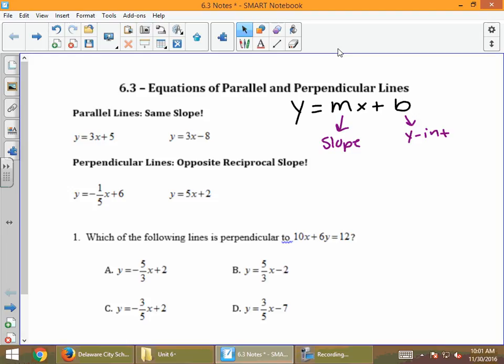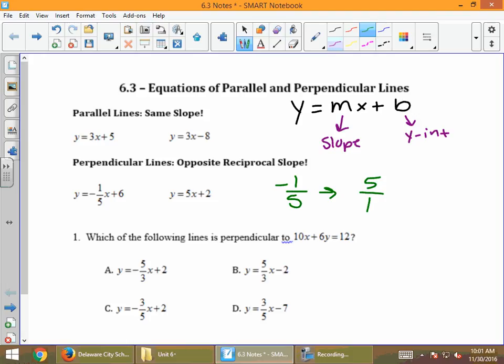Yep. All the time. Perpendicular lines have opposite reciprocal slopes. Meaning, a lot of big words there. Reciprocal means to flip. So if we look at the first slope of this line, it's -1 over 5. If we were to flip that fraction, it would become what? 5 over 1. You just flip it.